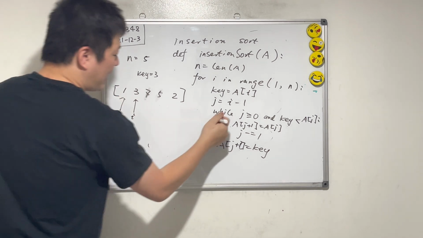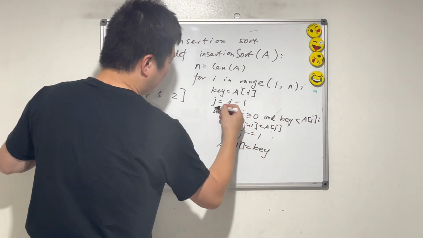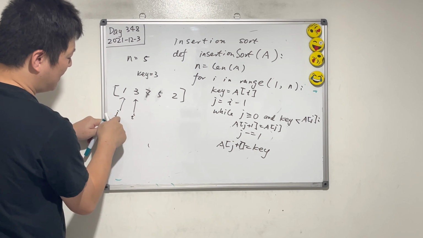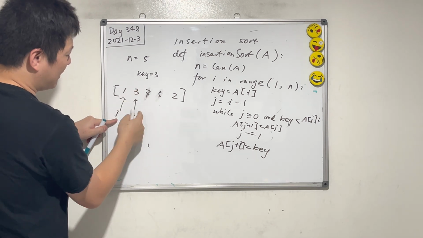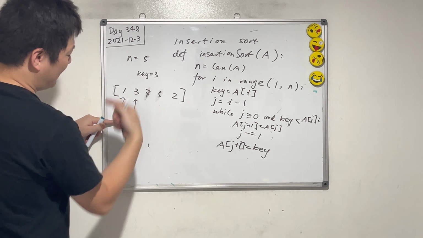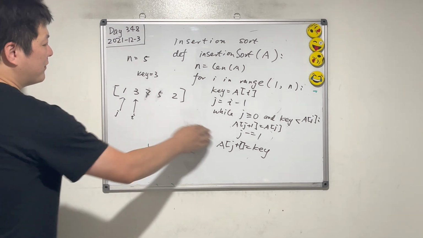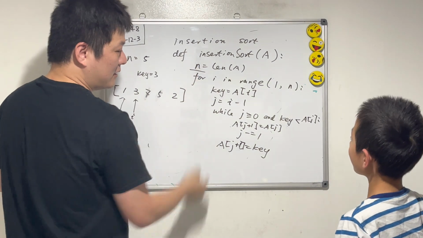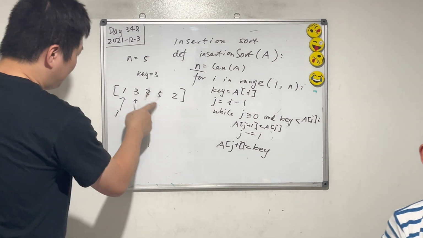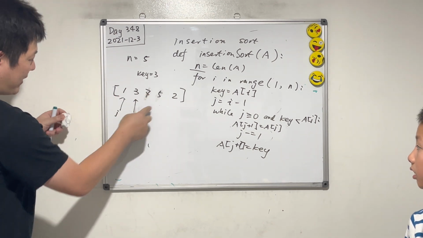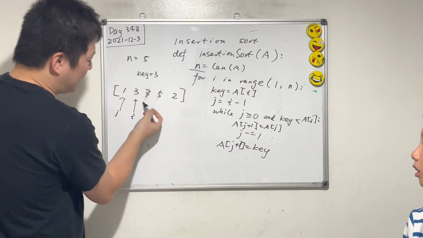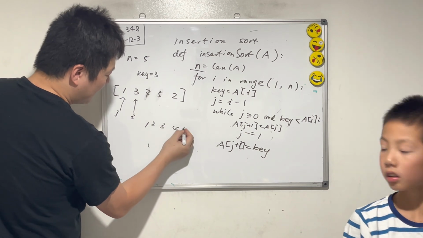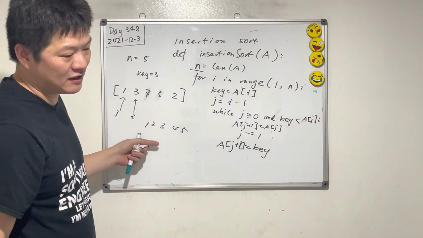So this while loop will not be executed. And then Aj plus 1 equals key, so it basically sets it to 3. Now move to the next one. Maybe this is not a very good example, because this is already in order, so this does nothing. If it's 1, 2, 3, 4, 5, what happens? What's the best case? It's already sorted.